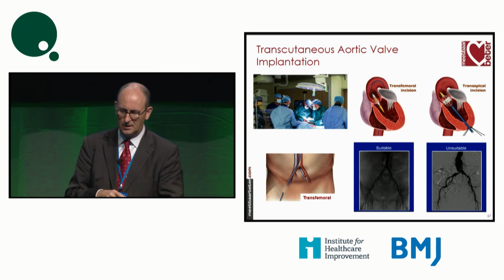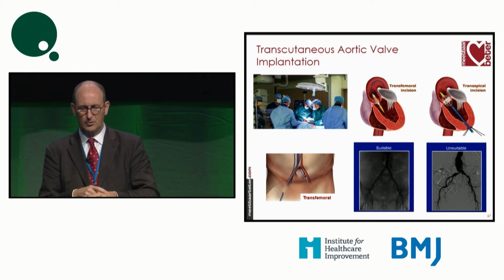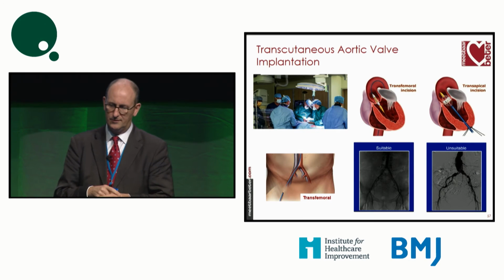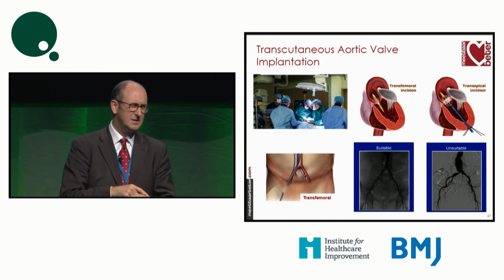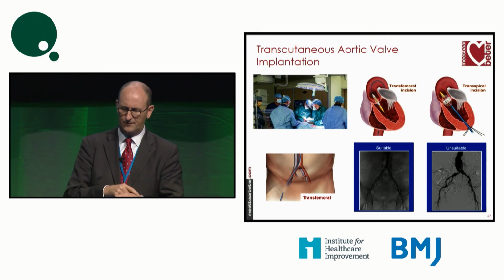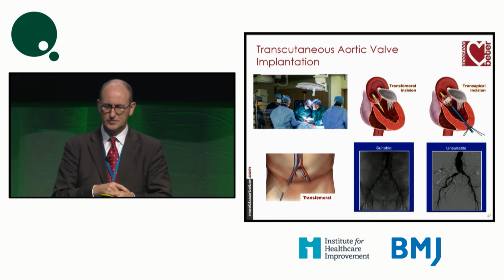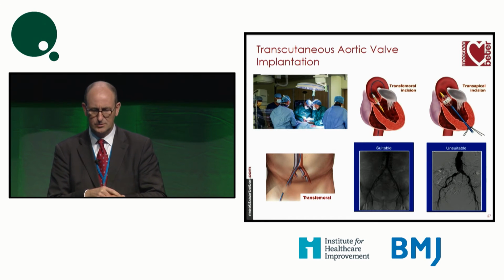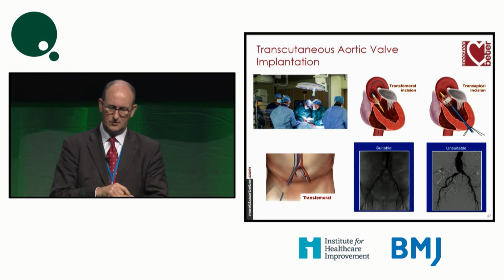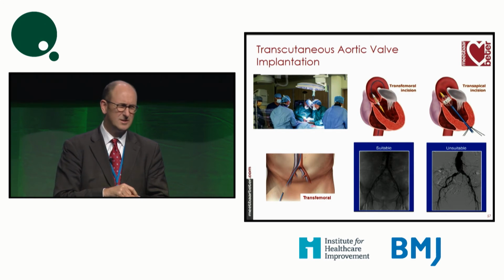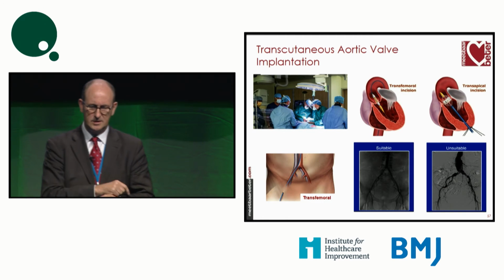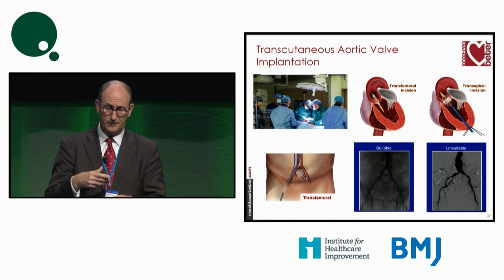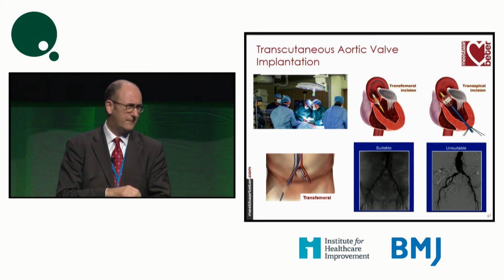This can be done through a puncture or incision in the groin, or through a small incision in the chest. And the route that is taken is dependent on the quality of the blood vessels in the groin. If you have suitable blood vessels, you can cross them with a catheter without any problem. But if there's disease in these vessels, this route is not possible, and you have to ask the cardiac surgeon to make an incision in the chest, which is obviously more invasive and harmful for the patient.